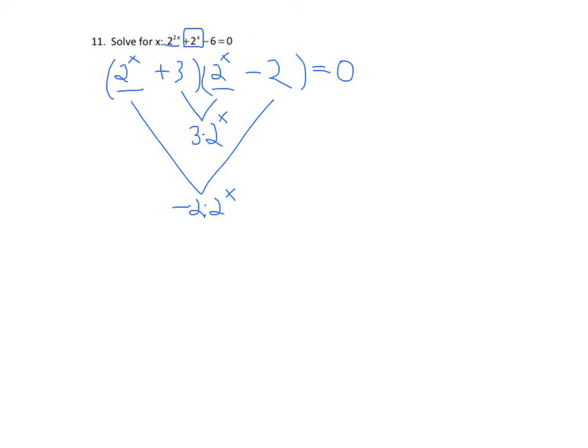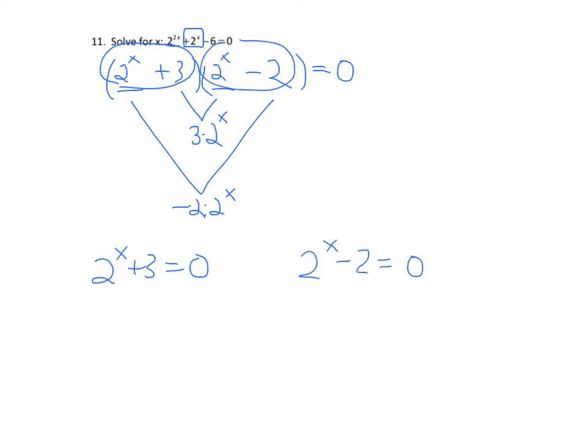and we set it equal to 0. And then what I'm going to do is solve each little equation. So 2 to the x plus 3 equals 0, and my other equation is 2 to the x minus 2 equals 0. To solve this, I would subtract 3 from both sides, and we get 2 to the x equals negative 3. And then I'm going to change it to log form. So we get log base 2 of negative 3 equals x. And we can't take the log of a negative number, so this is actually an extraneous solution.